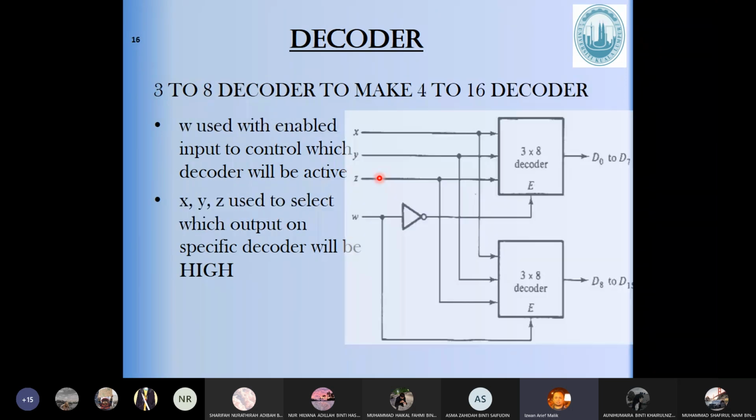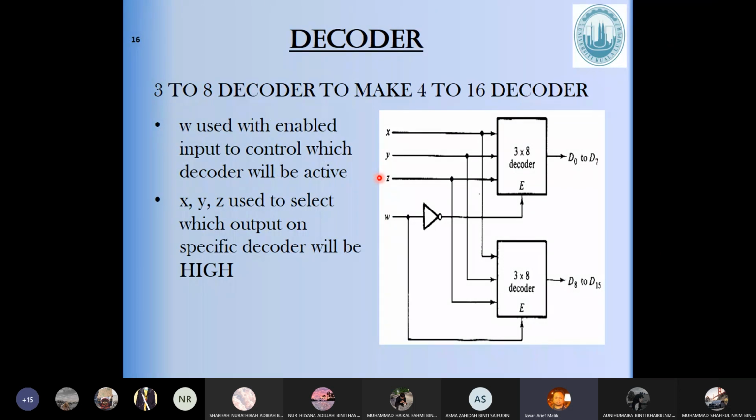So basically this type of decoder that has an enable is very important, okay, because it helps you in terms of designing one step larger decoder size compared to the one that you are using. If you use one without an enable, then you can't. If you have a 2 to 4, then that's it. You can only use it as a 2 to 4. You can't make it a 3 to 8.